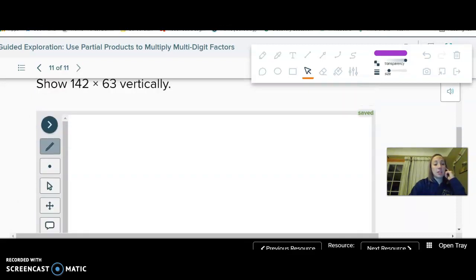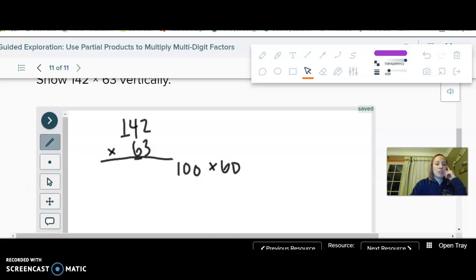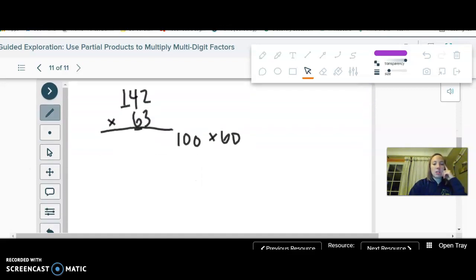Sorry, I realize I'm not writing them in expanded form. I'm just writing 142 times 63. So I'm going to start by doing 100 times 60. Then I'm going to stick with my 60 and do 60 times 40 and then 60 times 2. I know, somehow, there's less of these, so then I did this times this, this times this, this times this.